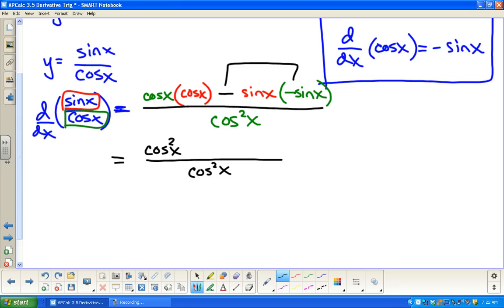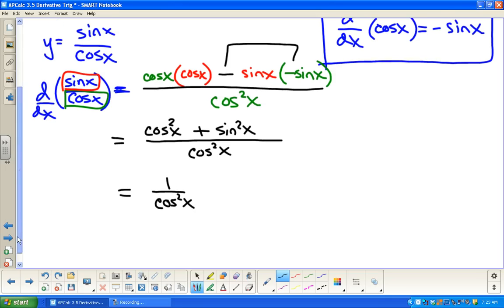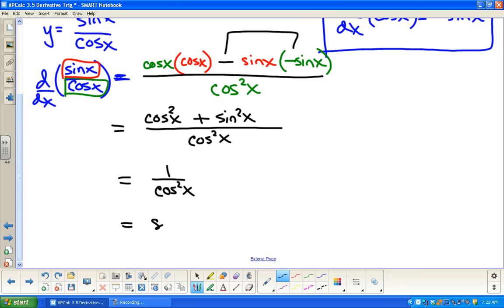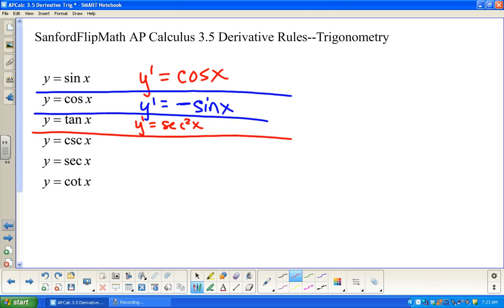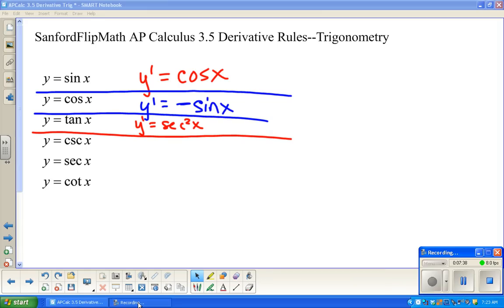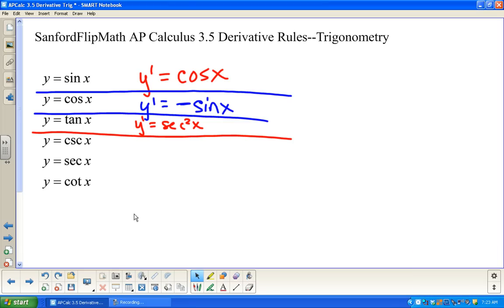Well, minus a negative, so this is really plus sine squared. Cosine squared plus sine squared is 1. Well, 1 over cosine is secant. So 1 over cosine squared is secant squared. So we just found a rule for the derivative of tangent. Okay, so the derivative of tangent is secant squared. Most of our time in this recording is going to be spent deriving these rules. So bear with me.